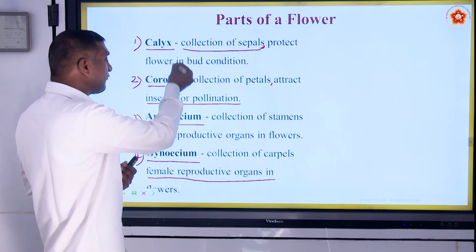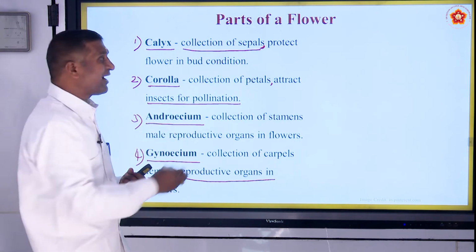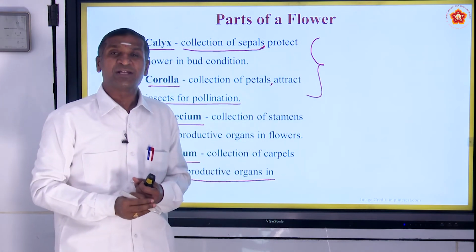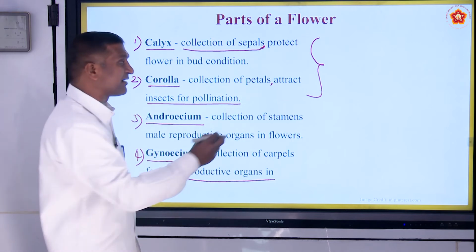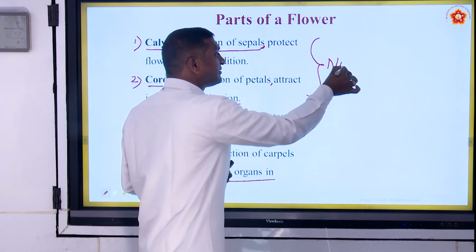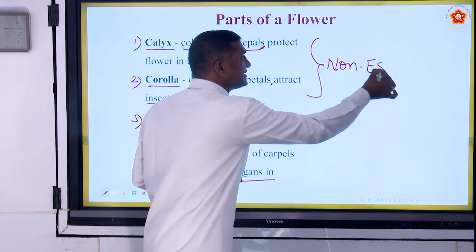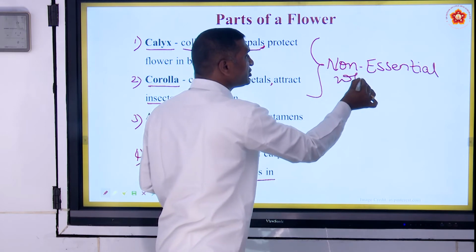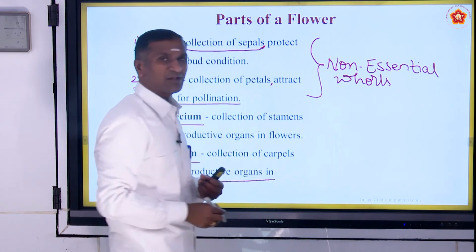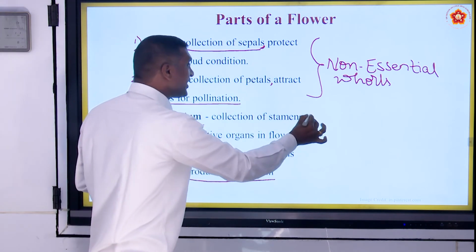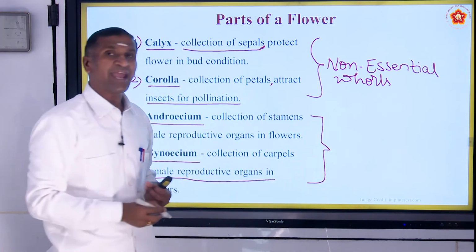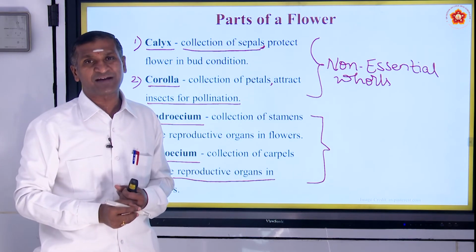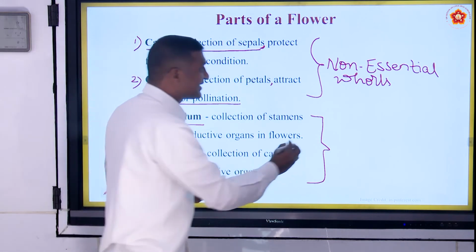So by knowing the 4 parts in a flower, we have classified that these two, that is the calyx and corolla, are called non-essential parts of a flower because they don't take part in reproduction. Hence we call them non-essential whorls or parts. Whereas the androecium and the gynoecium, they take part in the sexual reproduction in the flower. Hence we call them essential whorls.